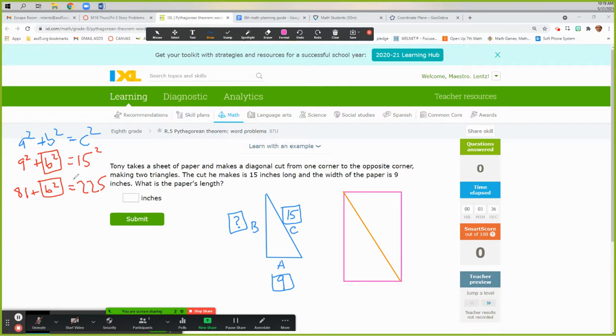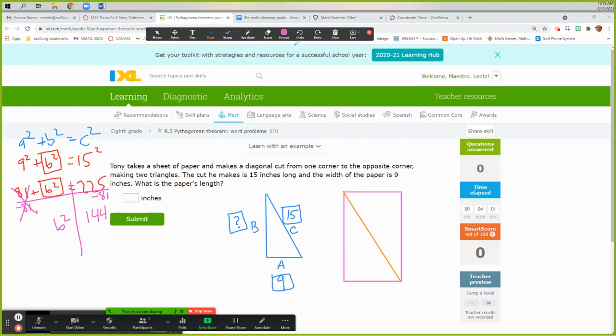Now, we're solving equations. So I want to get B all by itself. So I need to get this 81 first away. So it's a positive 81. So the opposite means we're going to subtract 81. We're going to subtract it from both sides to make it go away. I'm left with B squared, and 225 minus 81 is 144.